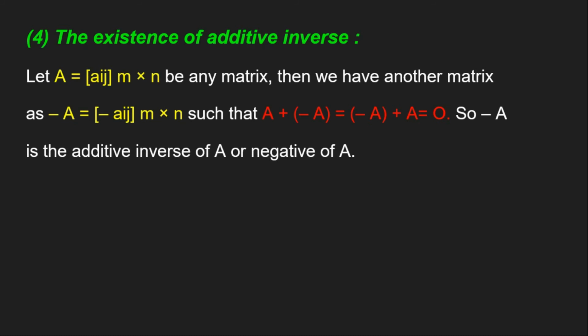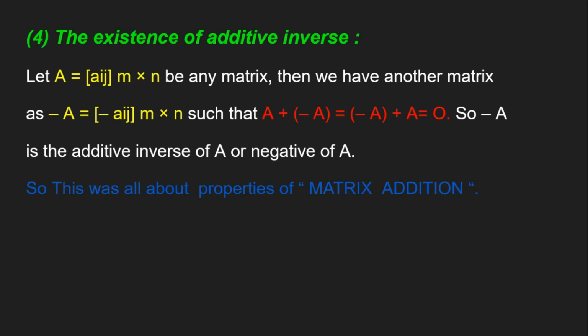You can also say that. So this was all about this property. Suppose you have a matrix A and you add it to the negative matrix of A, in the end you will find the zero matrix, so minus A is the additive inverse of A, or negative of A. So this was all about the properties of matrix addition.